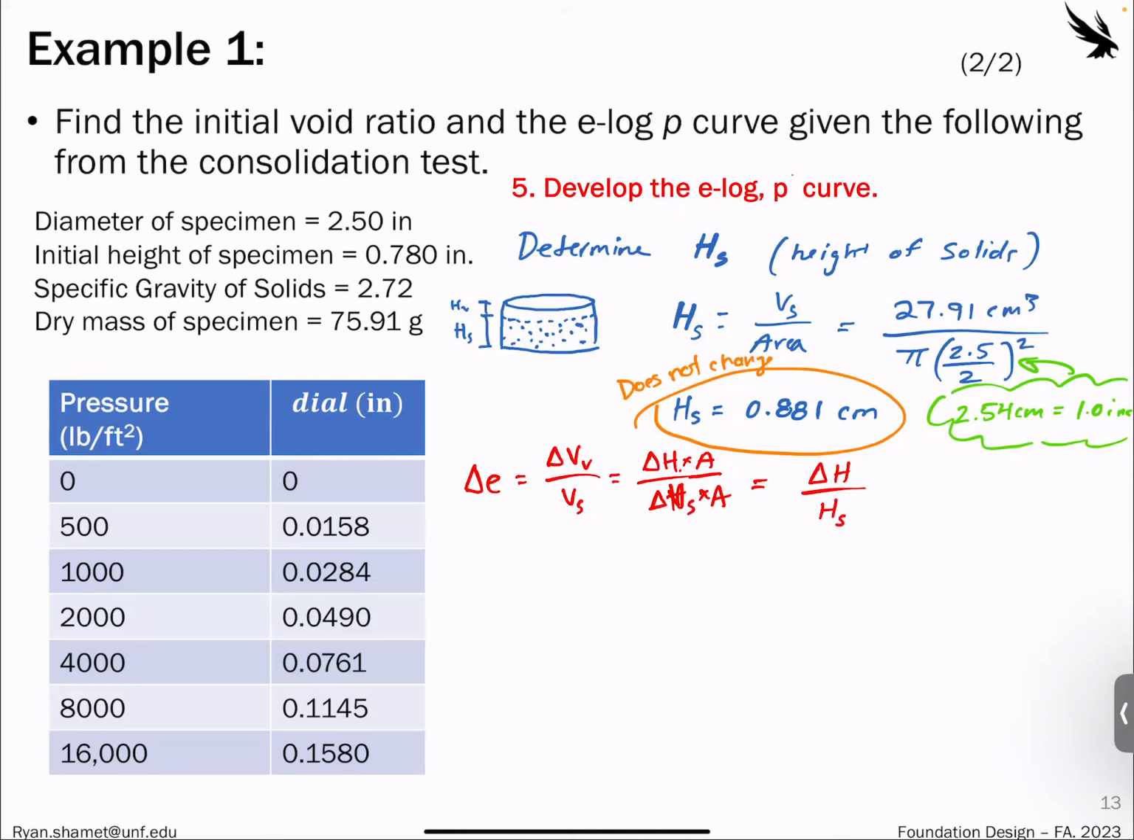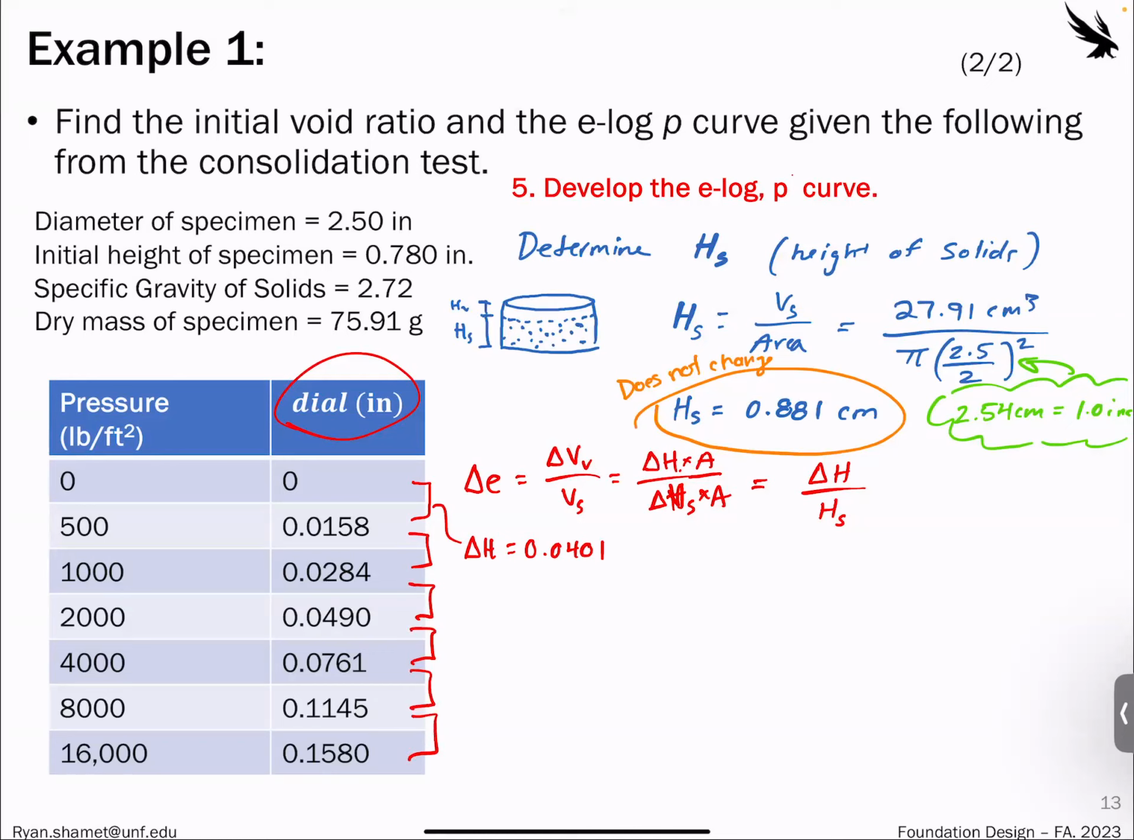So this is where we would have to start looking at this dial gauge. This is going to essentially be the change in height. This is in inches though, so we would need to ensure that we put this into centimeters. So we would look at this change in height here. This would be equal to 0.0401. And then we would also calculate the change in height each time, so due to each incremental load.